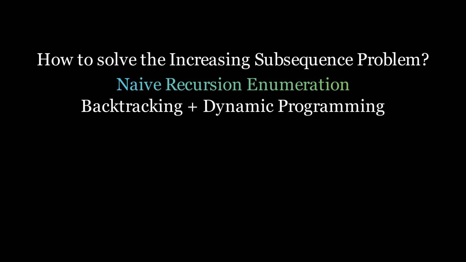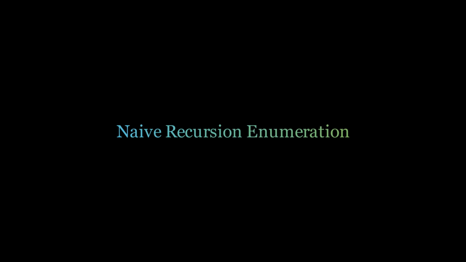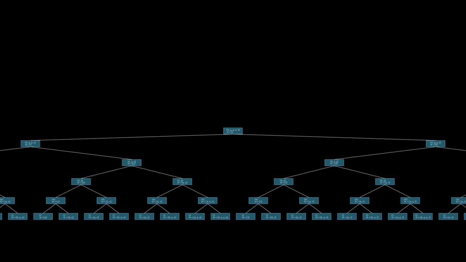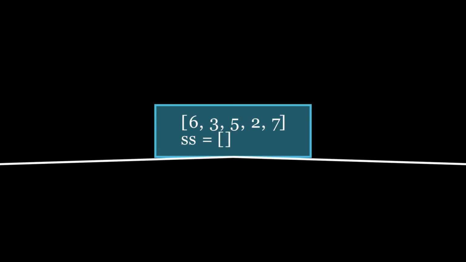Now that we know what a longest increasing subsequence is, we can look into finding the longest increasing subsequence of a given sequence. We will look into two approaches to solve this problem. The first approach is the less efficient approach, which is the naive recursion enumeration. This method generates all the possible subsequences of the given sequence. After obtaining all of those subsequences, we would go through them one by one and determine whether the subsequence is increasing.